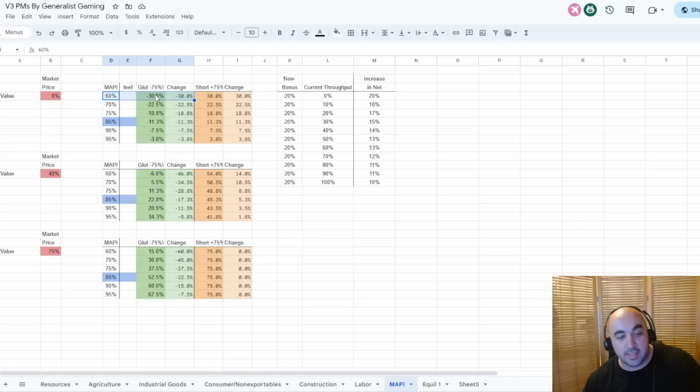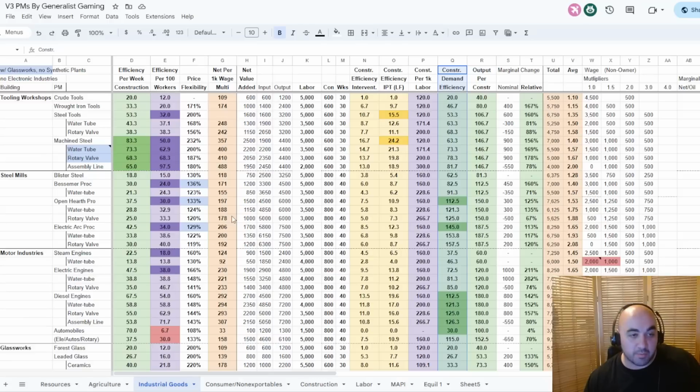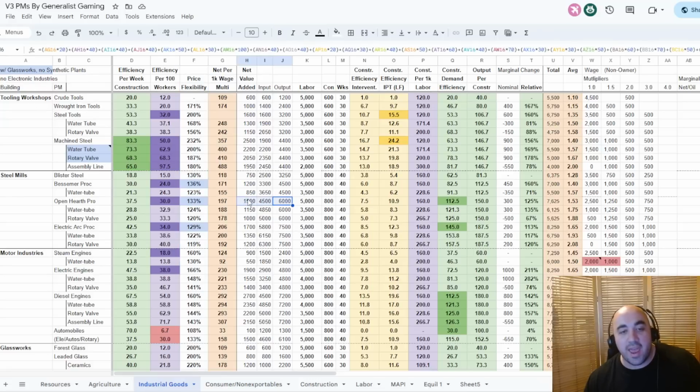For example, if we have 60 MAPI, which is the really bad condition, with a glut, you'll have minus 30%. It is important to note that this minus 10%, plus 10% has a bigger impact than it looks on the profitability of the building and how much value the buildings are creating, especially in the stuff with low price flexibility. A really good example of this is if we had minus 30% and plus 30% price, this would straight up not be able to employ. In fact, if we had minus 30% price alone on the output, we would not be able to employ.